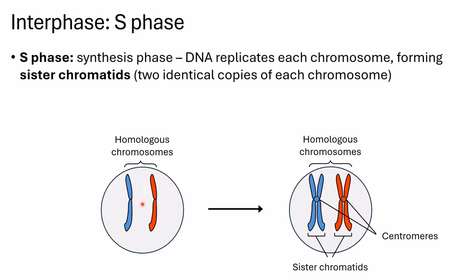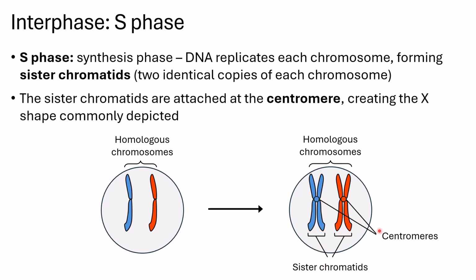Over the course of S phase, the chromosomes are duplicated. The two identical copies of a single chromosome are referred to as sister chromatids, and they are connected by the centromere in the center. While we often think of chromosomes as being X-shaped, it is really only after they've been duplicated that they have that appearance.